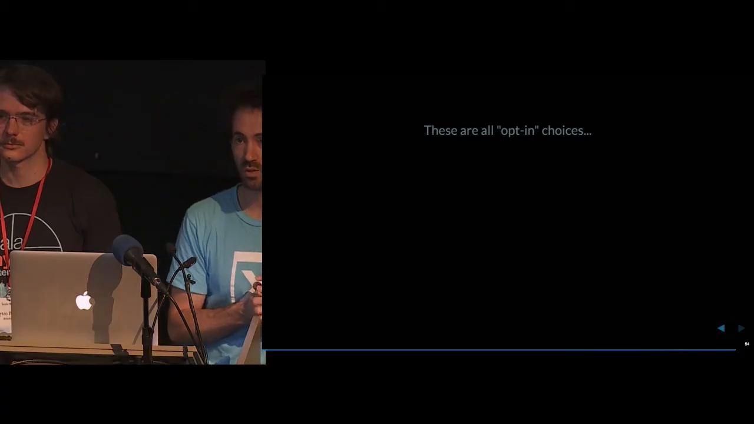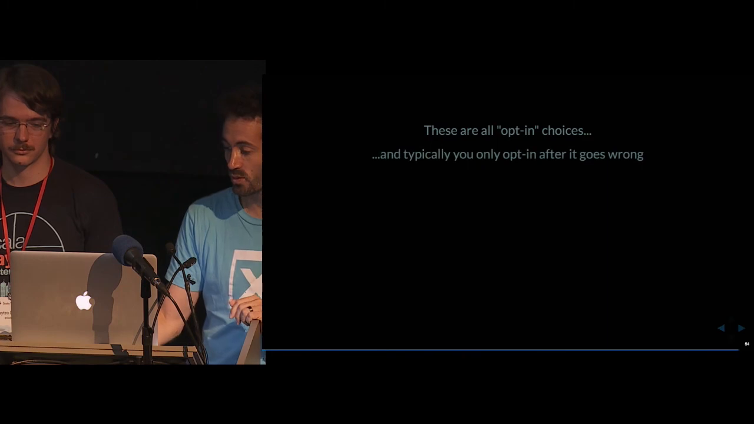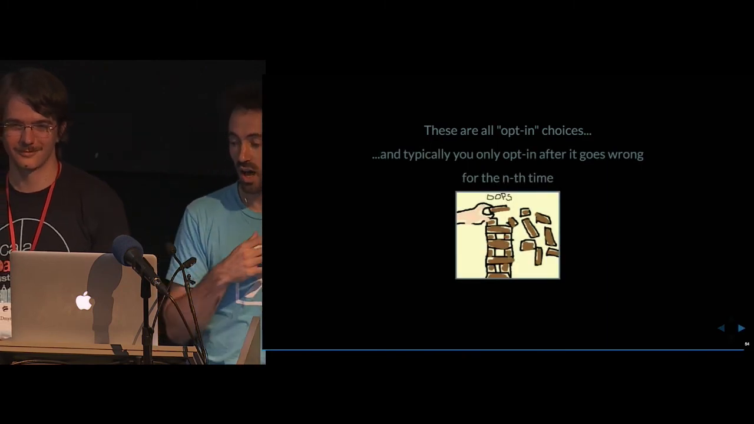But I guess the main thing is all these choices are sort of opt-in. It's a bit like life insurance or fire insurance. When do you get that? Well, usually after your house is burned down. I mean, the problem is you don't opt in for things after things have gone wrong.